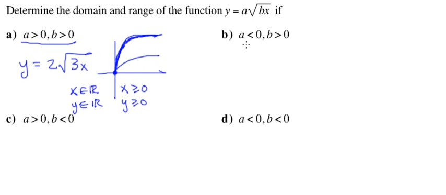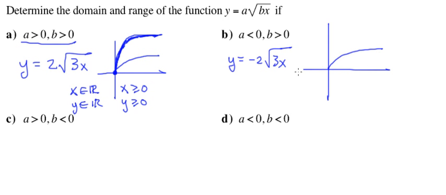Now, if a is negative but b is still positive, they're giving us something like y equals minus 2 root 3x. What happens to our curve now? If your generic root is like so, this one has been horizontally compressed, but we've seen that doesn't do anything to the domain, so who cares? Then this minus 2 means it's been stretched vertically, which again doesn't do anything to the range, and reflected across the x-axis. This negative sign is actually a big deal. It changes the curve to look like this, upside down.